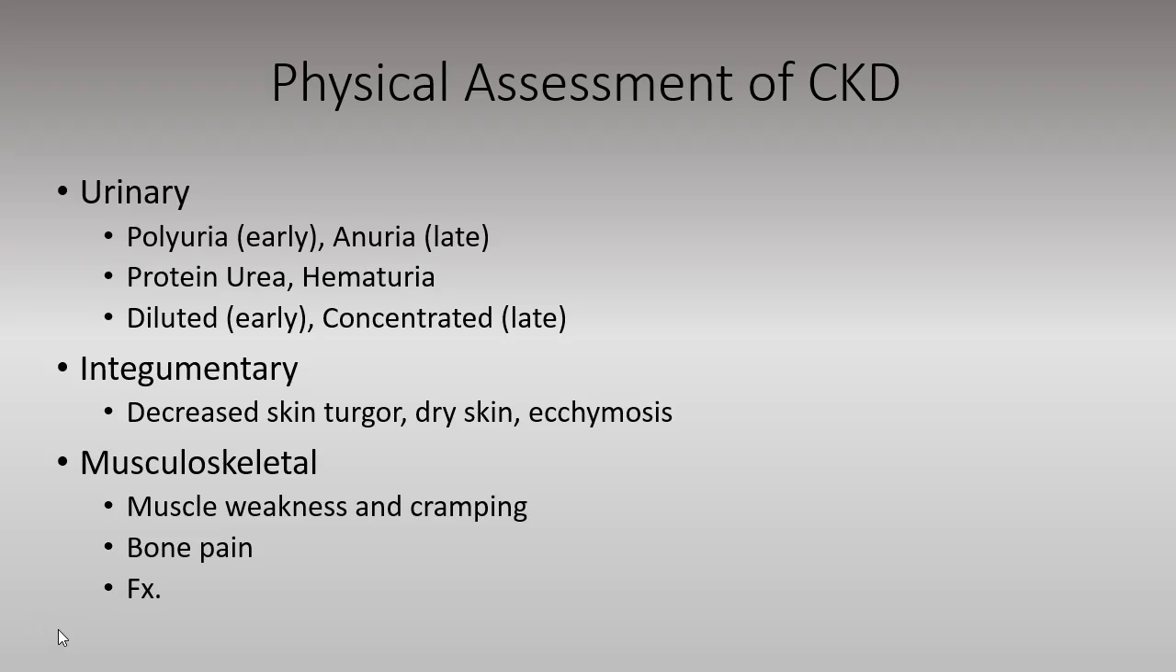For musculoskeletal, you'll have muscle weakness and cramping, and bone pain and fractures, because again, your body is not able to keep the calcium and the things that are normally, well, it throws things off. So as far as labs, phosphate, sodium, potassium, and calcium, those four are either going to be way too much or not enough, and that's what causes your musculoskeletal problems.